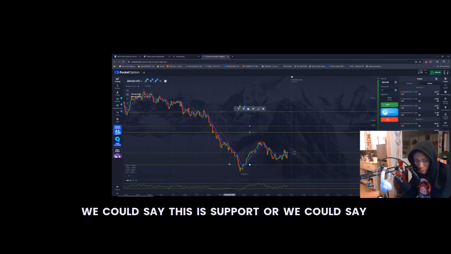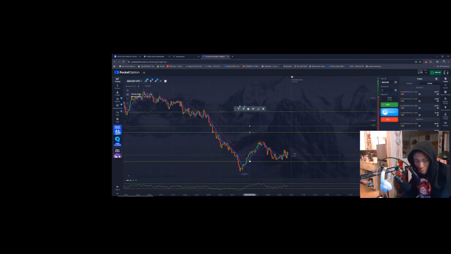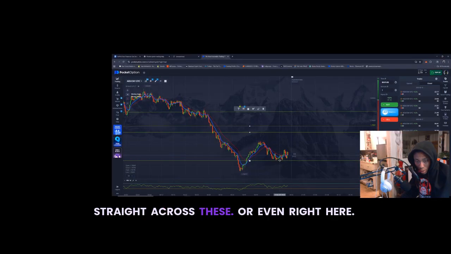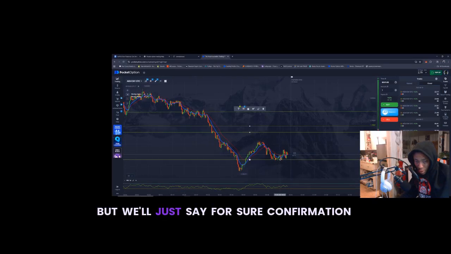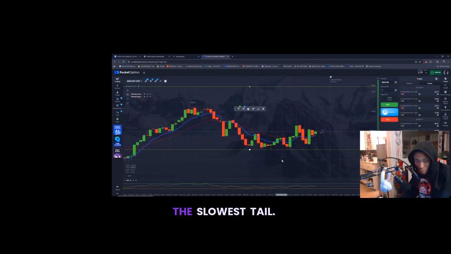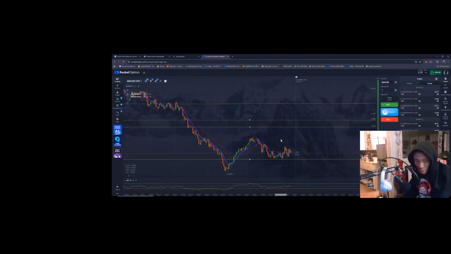We could say this is support, or we could say this is support because there's confirmation, price straight across these, or even right here. We could say right here or right here, but we'll just say for sure confirmation, this lowest tail. So we'll put that support line.